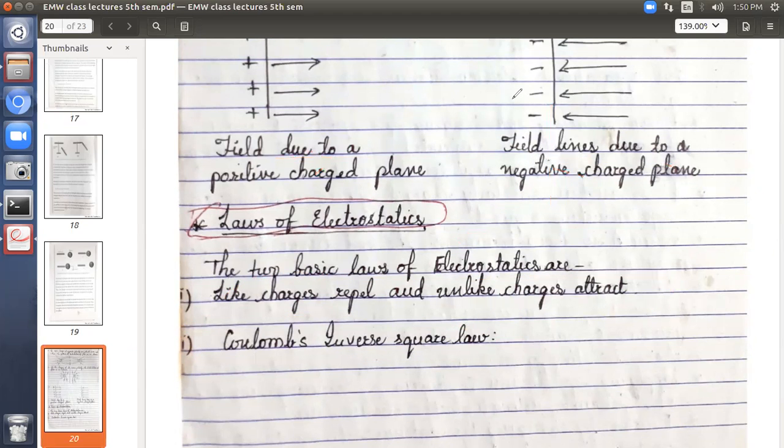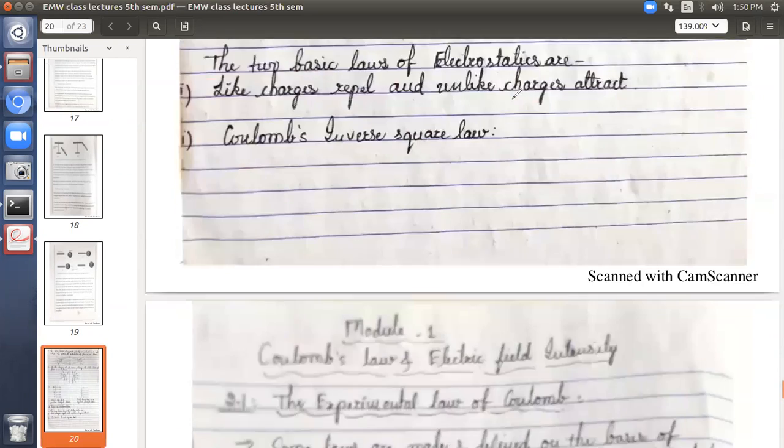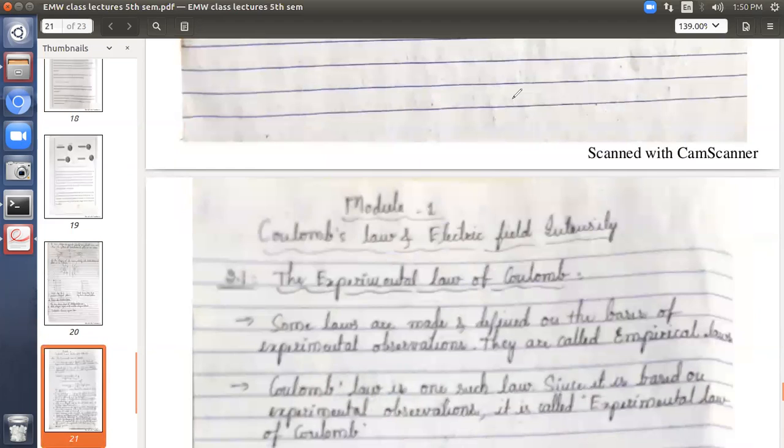I think now with this we have come to module 1. Coulomb's law and electric field intensity. The very first topic is the experimental law of Coulomb. So we will start with the experimental law of Coulomb in the next session.